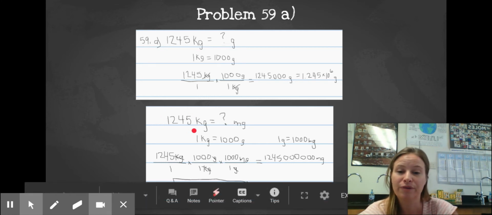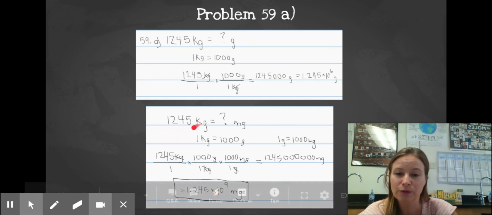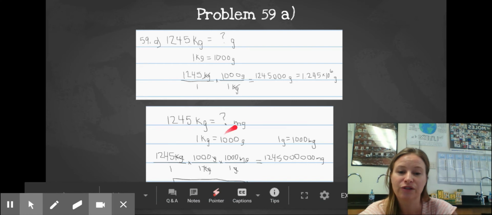So I'm going to rewrite my given down here, and I'm going to have 2 different equalities this time because I don't know off the top of my head, I bet some of you do, but I don't, how many milligrams are in a kilogram. But I do remember that kilo means 1,000, so there's 1,000 grams in 1 kilogram. And for milligrams, 1 gram is equal to 1,000 milligrams.